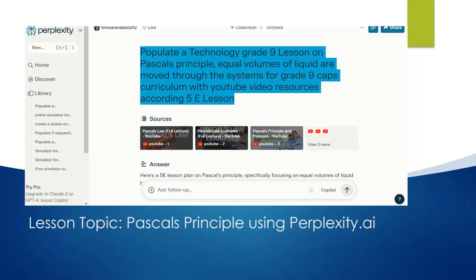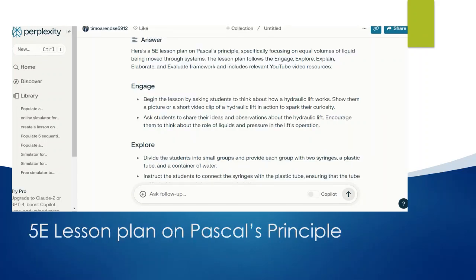And so I'm now currently on the Perplexity platform, as you can see over there. And in the section where I pop the question, I'll just rephrase the question: populate the technology grade 9 lesson on Pascal's principle. Equal volumes of liquids are moved through the systems for grade 9 CAPS curriculum with video resources according to the 5E lesson. And instantaneously, at the blink of an eye, Perplexity AI supplied me with resources, YouTube video resources, and a layout of an answer.